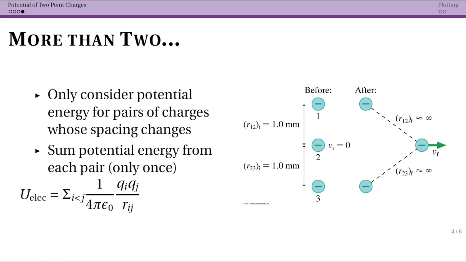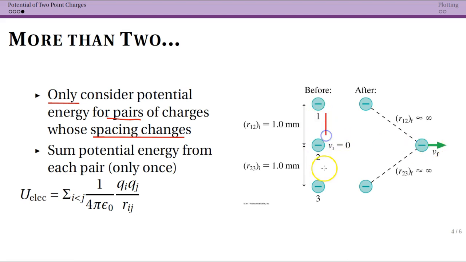So what if we have more than 2 point charges? I think the book presents this in a slightly confusing way, and there's really two things to think about. First, we only need to consider potential energy for pairs of charges whose spacing is changing. So in this example that the book does, there's a before scenario and an after scenario. Now we have 3 point charges, but charge 1 and charge 3 stay fixed. Charge 2 is the only one that moves.